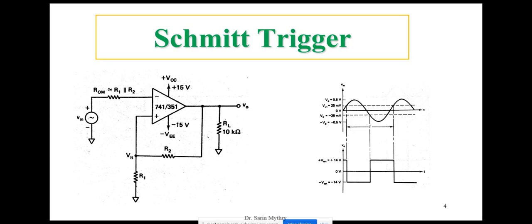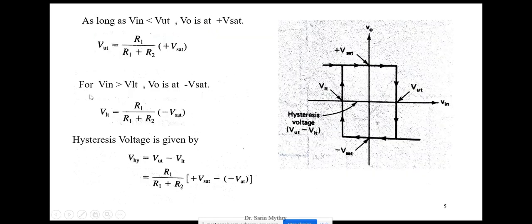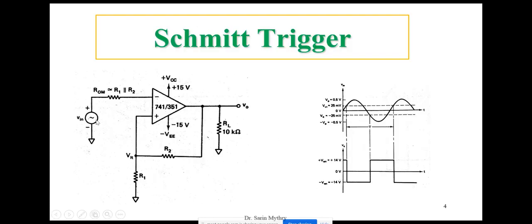It means if you give your input signal as a sinusoidal waveform, that sinusoidal waveform can be converted into a square wave. If you give a triangular waveform, that waveform also can be converted into a square wave. Or if you give a square wave, it is also converted into a square wave.